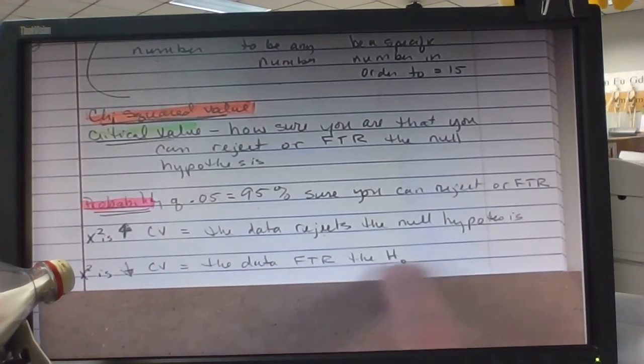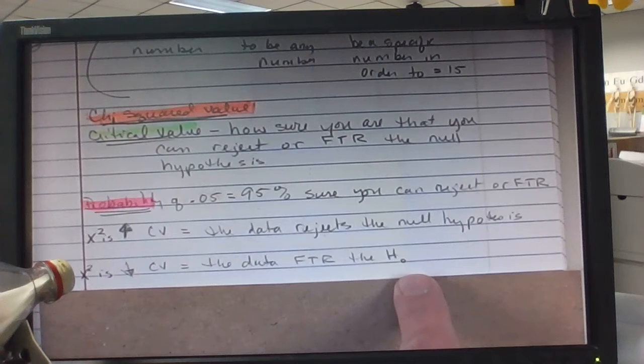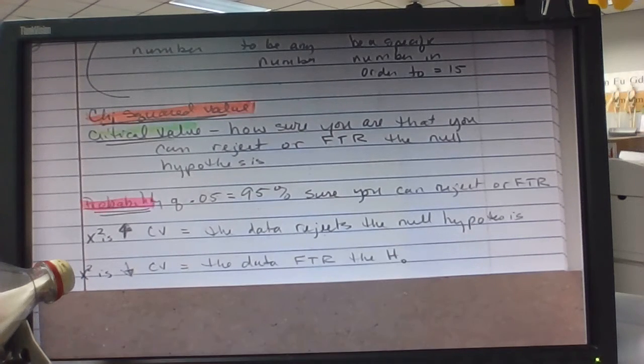The data fails to reject the hypothesis. Null hypothesis says there's no statistically significant difference between the data. If we fail to reject that, then we're saying there's no statistically significant difference in the data. So we didn't get any 50-50. We had 49-50. Let's go all the way to 45-55.